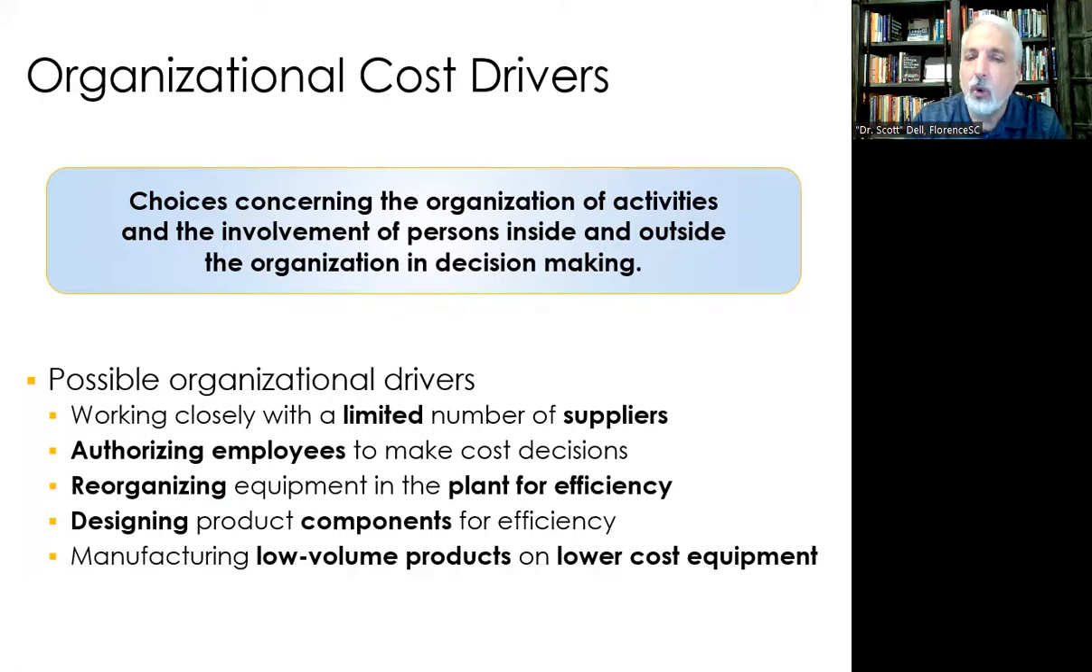And then reorganizing equipment for plant efficiency. So we have an assembly line. What goes at the beginning? What goes on the end? How does it flow? I mean, we have General Electric here. I actually watched their line. They have a pretty amazing operation here in Florence. Then designing products and components for efficiency. So that's part of the dream.